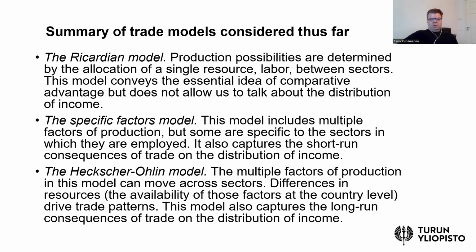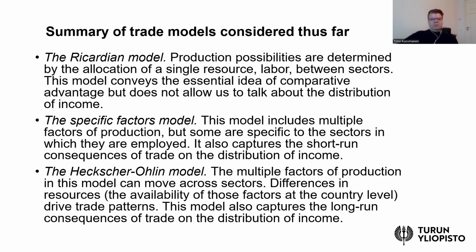The specific factors model then takes the capital input into account also, and in that sense it's a bit richer, and it can also capture the short-term consequences of trade on the distribution of income. The Heckscher-Ohlin model is then a further development that takes these previous models into account in some sense, but taking into account both labor and capital. And the Heckscher-Ohlin model emphasizes this relative abundance or scarcity of labor and capital as the sources of comparative advantage.